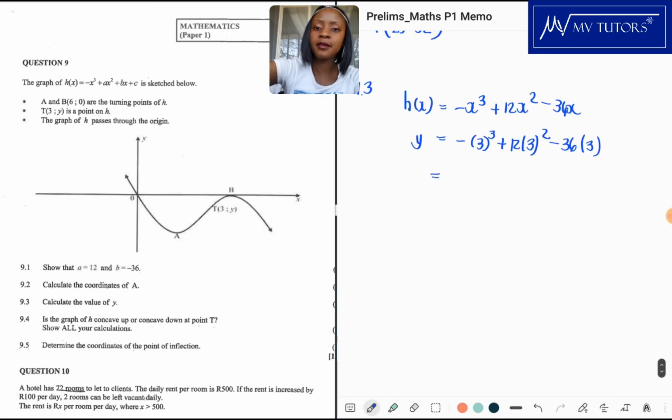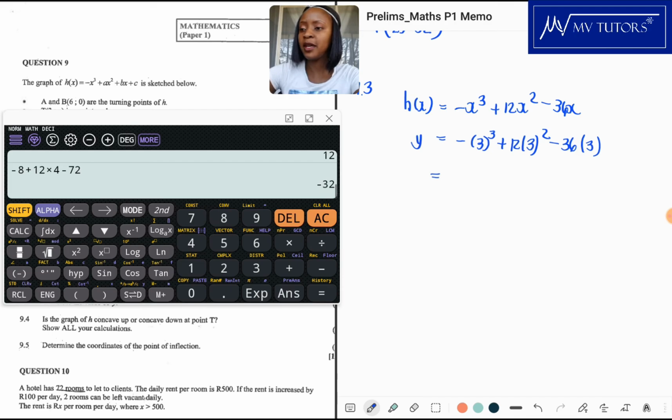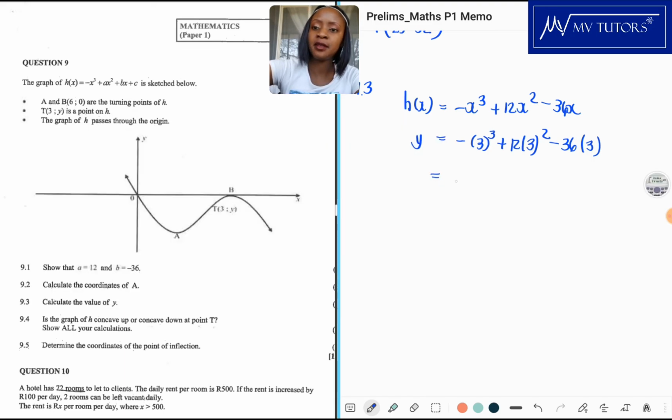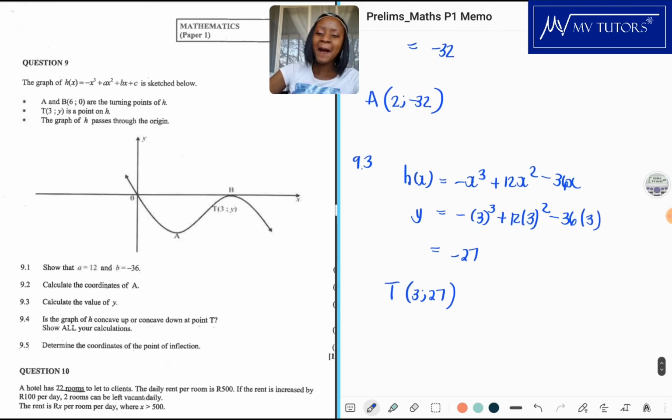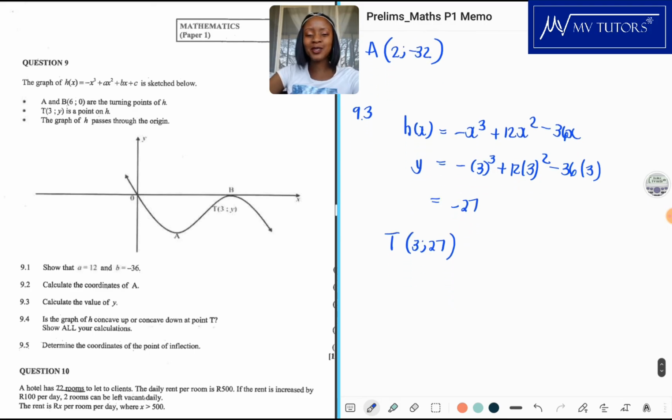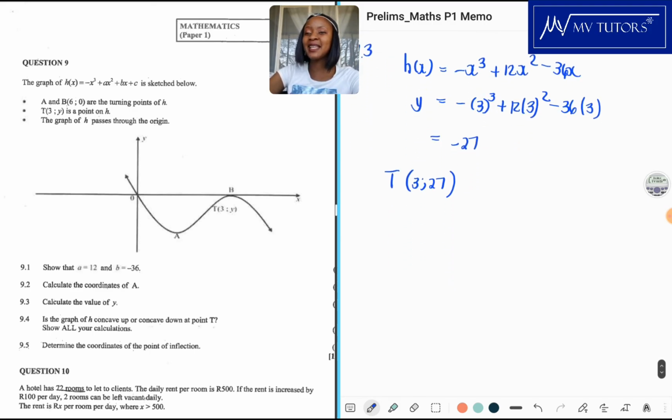And then we have negative 27 plus 12 times 9 minus 36 times 3. So we have negative 27. Okay, so therefore t is 3 and negative 27. And yeah, so a, it's weird though. I would expect t to be nearer to a. Yeah, but anyway, this is probably not drawn to scale, so we'll go with that.